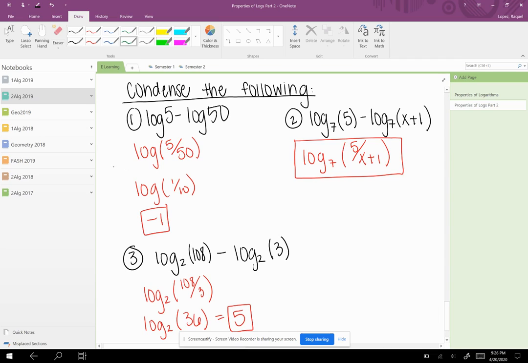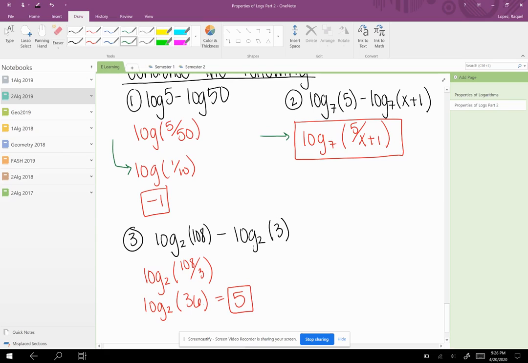So when we condense this one, we get 1/10, which is very similar and actually the exact same thing that we did before. We can evaluate that. That's going to get you -1. For number 2, when we condense it, we get this answer. And then for number 3, when we condense that, we get log 2 of 36. And when we evaluate that, we get our answer is 5.